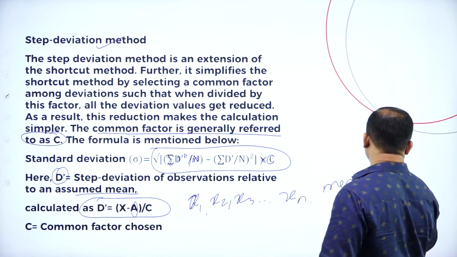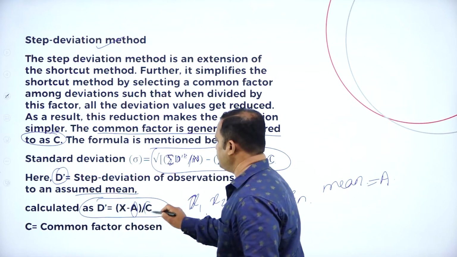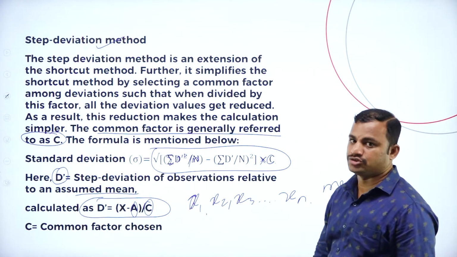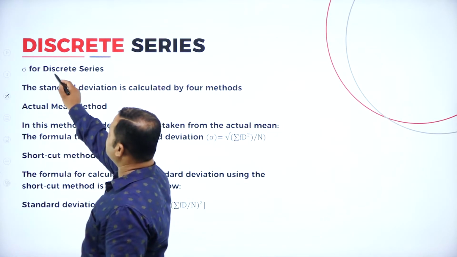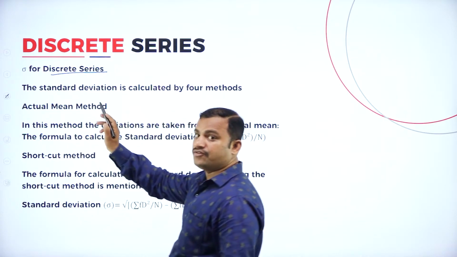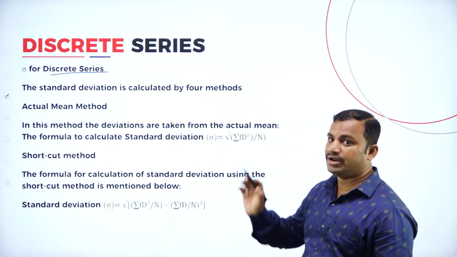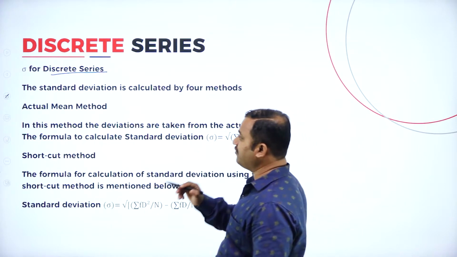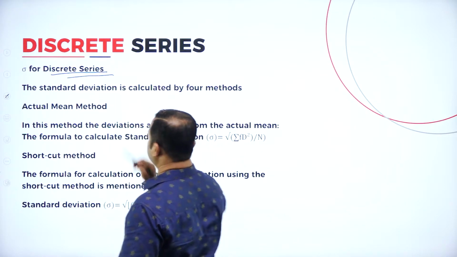A is termed as mean. Then what is the meaning of c? The common factor which we have chosen there. So now we have the standard deviation for the discrete series, that is, for individual series.